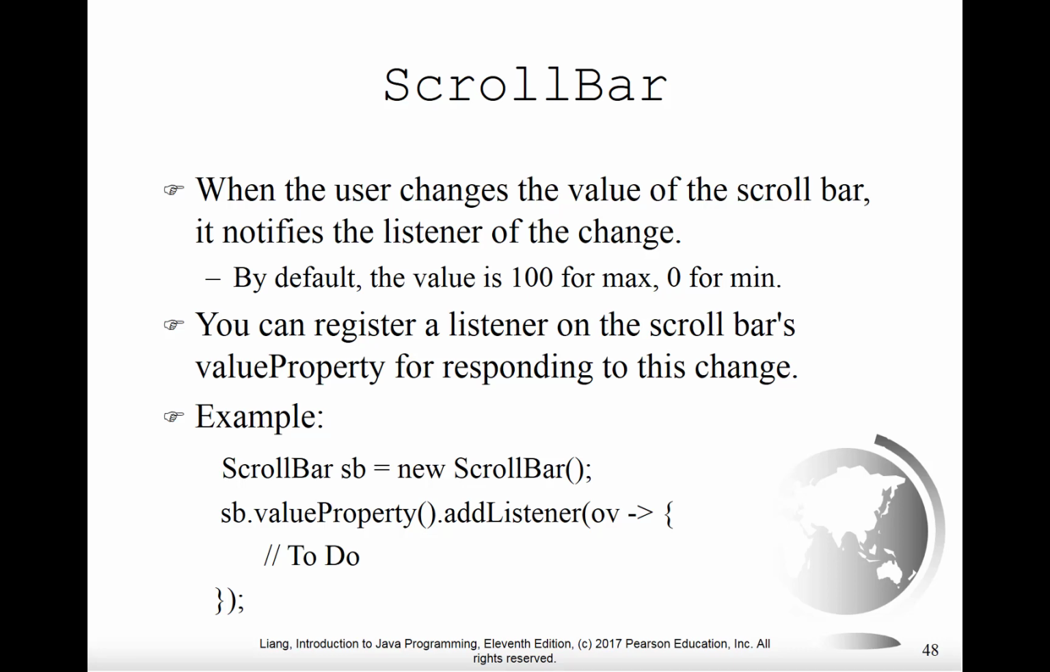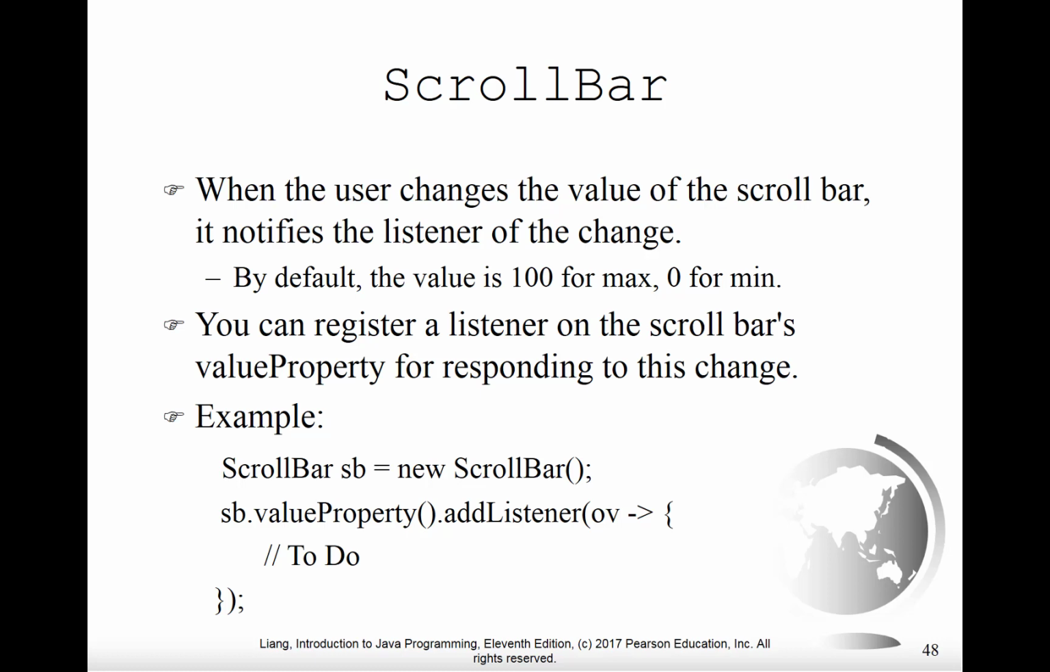You create an event handler here by registering a listener on the scroll bar's value property so that whenever it changes, then you'll act upon that change in some way. In the example code at the bottom of the slide, we see where we've defined a scroll bar, again using the author's convention of SB in this case, a 2 or 3 letter prefix. So scroll bar SB equals new scroll bar. And then we add a listener to the observable value of the value property of the scroll bar, as you see in the code in the next line.